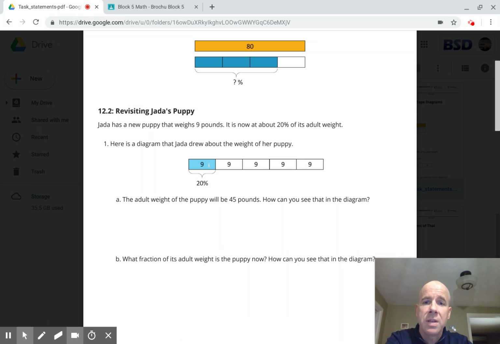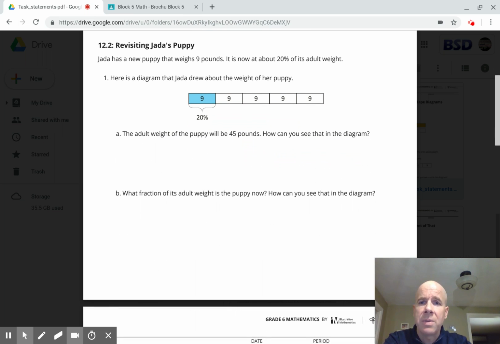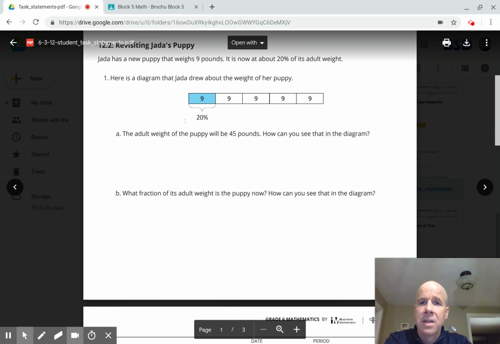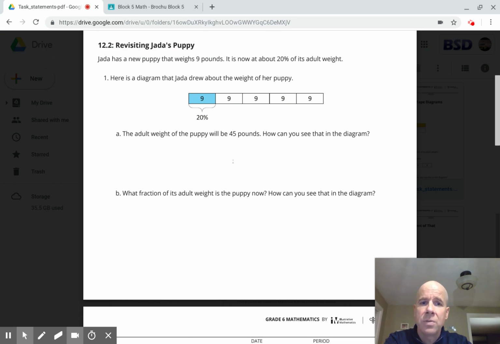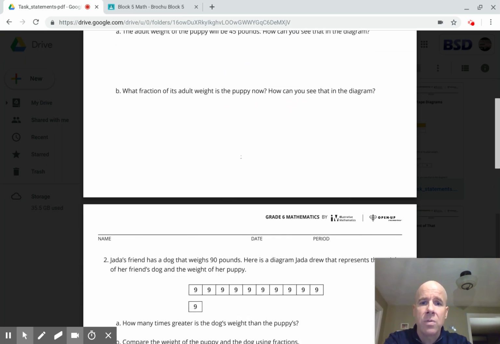So we can use this as our benchmark to create other items from it. So we can say that this is 20, that's 40, that's 60, that's 80, that's 100. We can use that to break everything up. All the answers are going to be written as sentences. And if you need to, draw yourself another tape diagram to show what you know in all of the items.